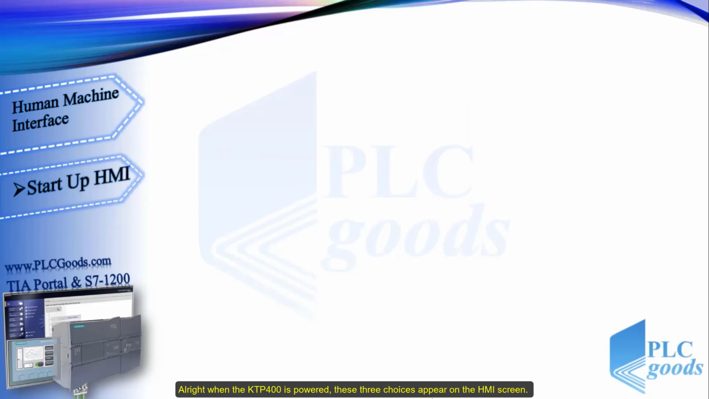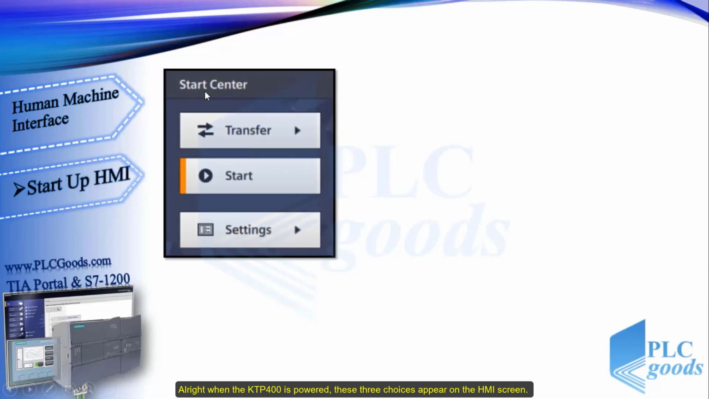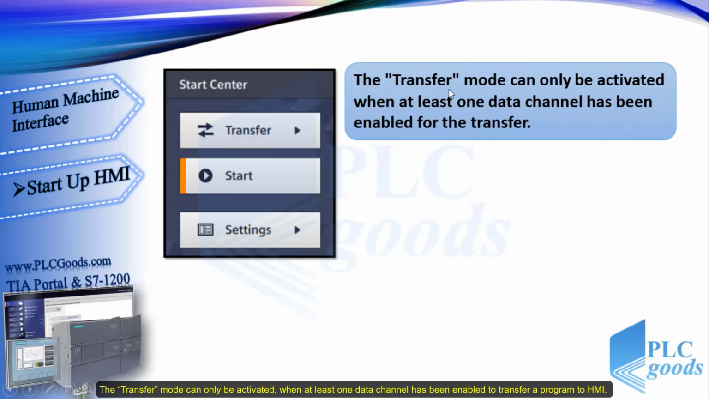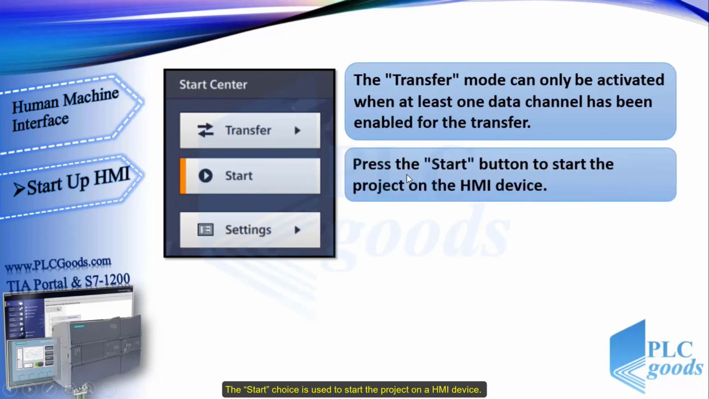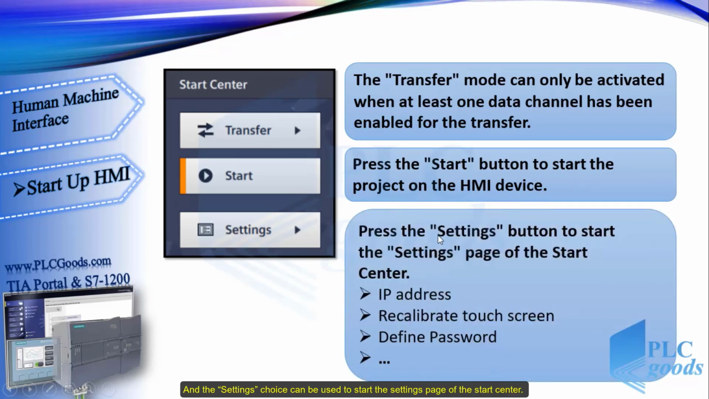Alright, when the KTP400 is powered, these 3 choices appear on the HMI screen. The transfer mode can only be activated when at least one data channel has been enabled to transfer a program to HMI. For example, when TIA is connected to HMI and wants to transfer a program. The start choice is used to start the project on a HMI device. And the settings choice can be used to start the settings page of the Start Center.